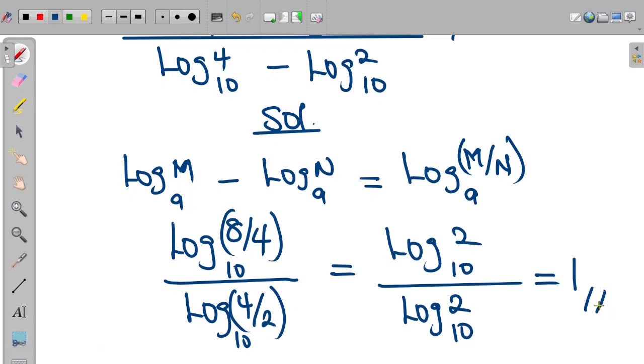Now, in our next video, we'll be talking about logarithmic equations. So at this point, we learned about logarithmic expressions. In the next video, we'll talk about logarithmic equations.